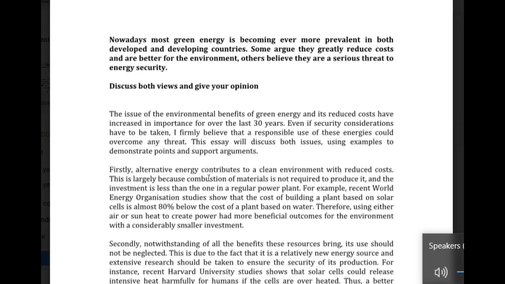For example, recent World Energy Organization studies show that the cost of building a plant based on solar cells is almost 80% below the cost of a plant based on water. Therefore, using either air or sun heat to create power had more beneficial outcomes for the environment with a considerably smaller investment. Okay, fine, there's really nothing wrong with it.